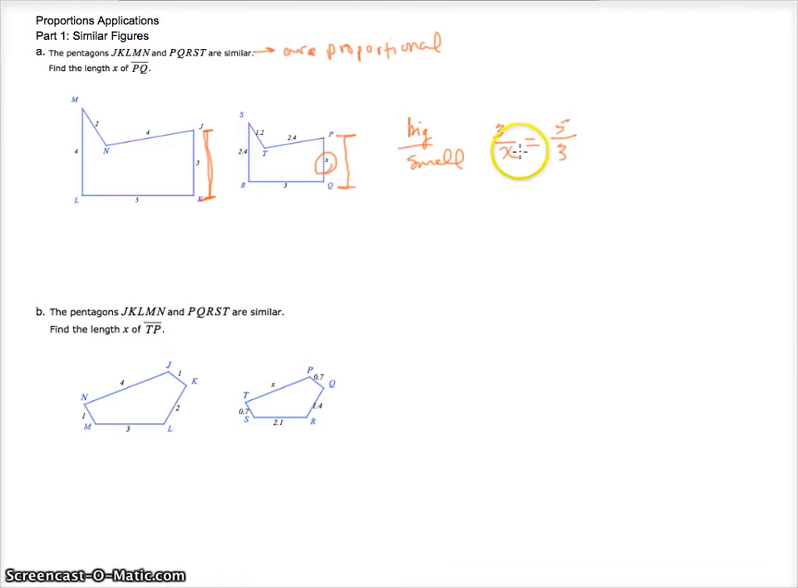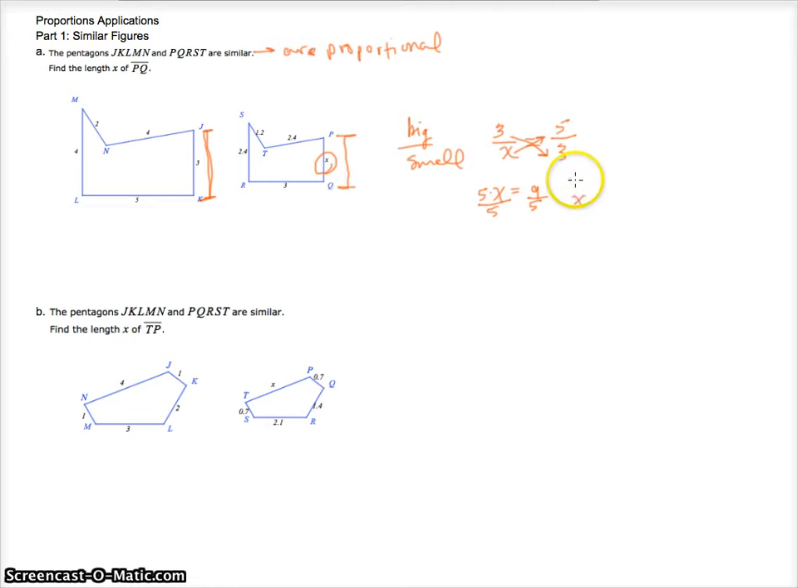Now I can cross multiply to solve my proportion for x. 5 times x is 5x equals 3 times 3, which is 9. And now I want to divide by 5. Since it's 5 times x, I want to undo the multiplication by doing division. And I get 9 divided by 5.